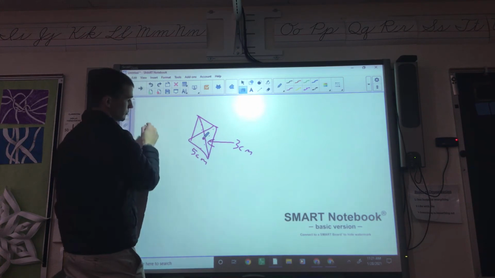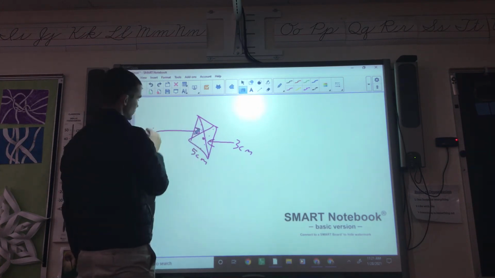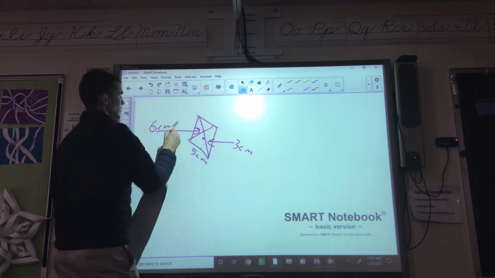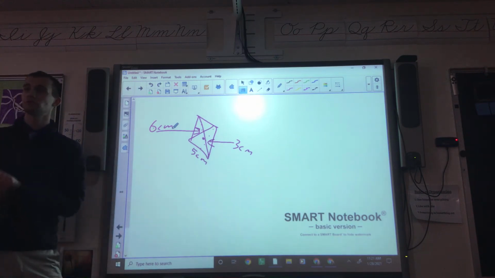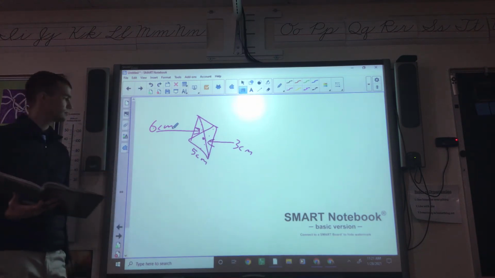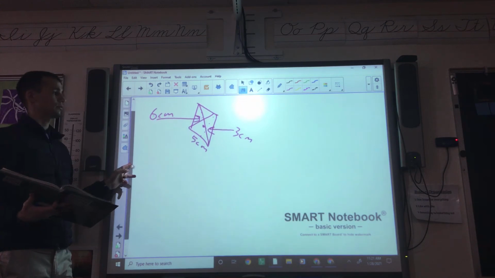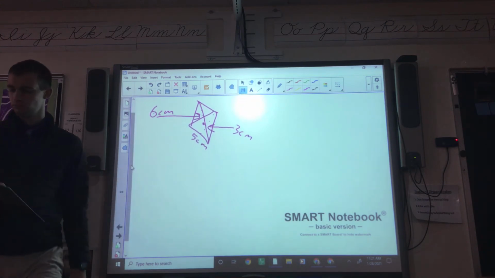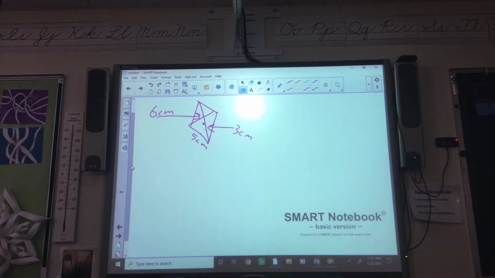That right there is 6 centimeters. So step one, write out what you know. 2, write the formula out. 3, replace what you know. So you should be doing this by yourself on paper.